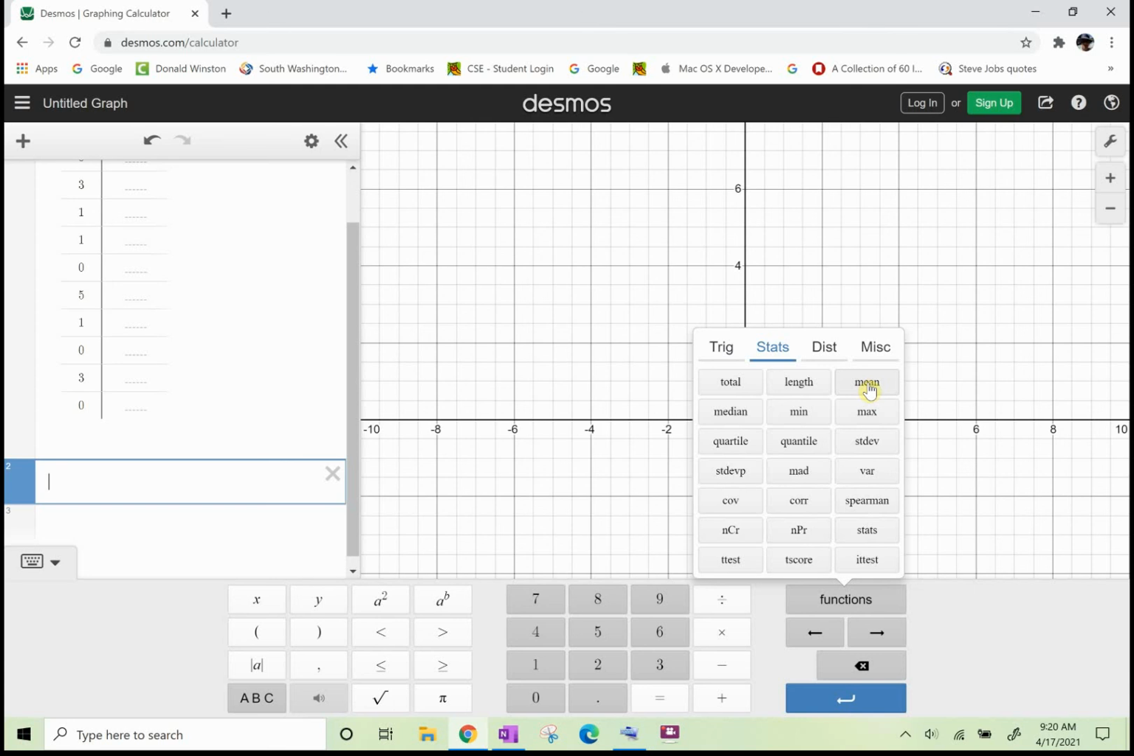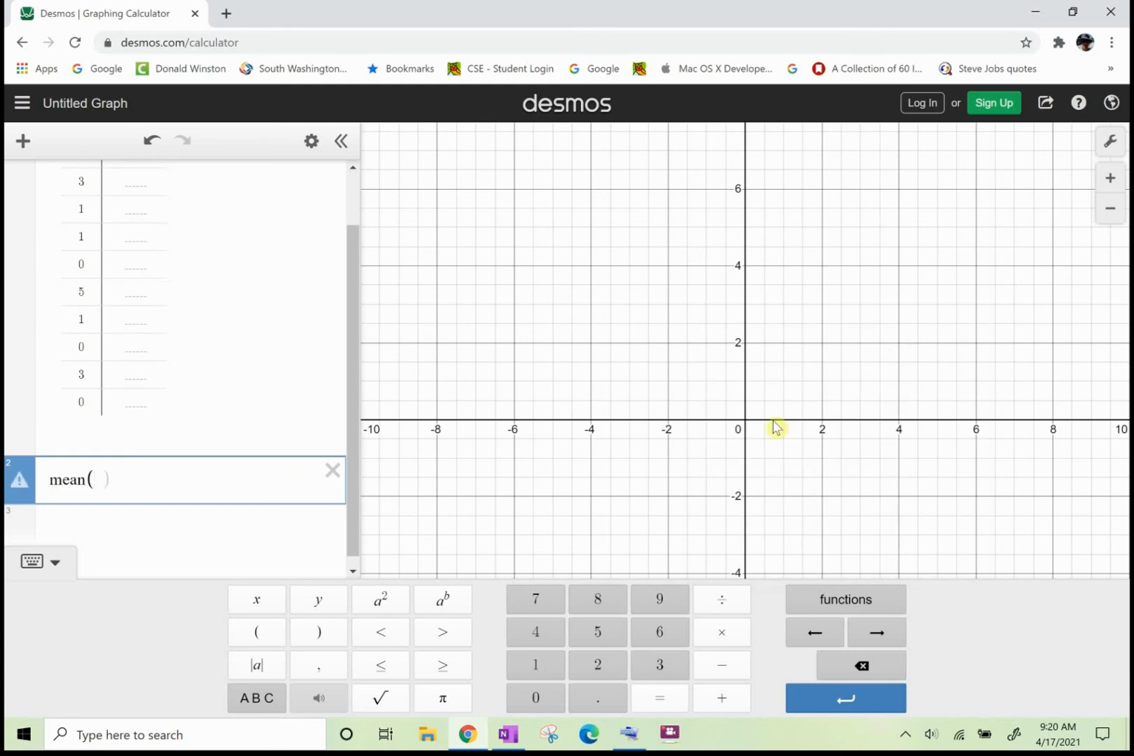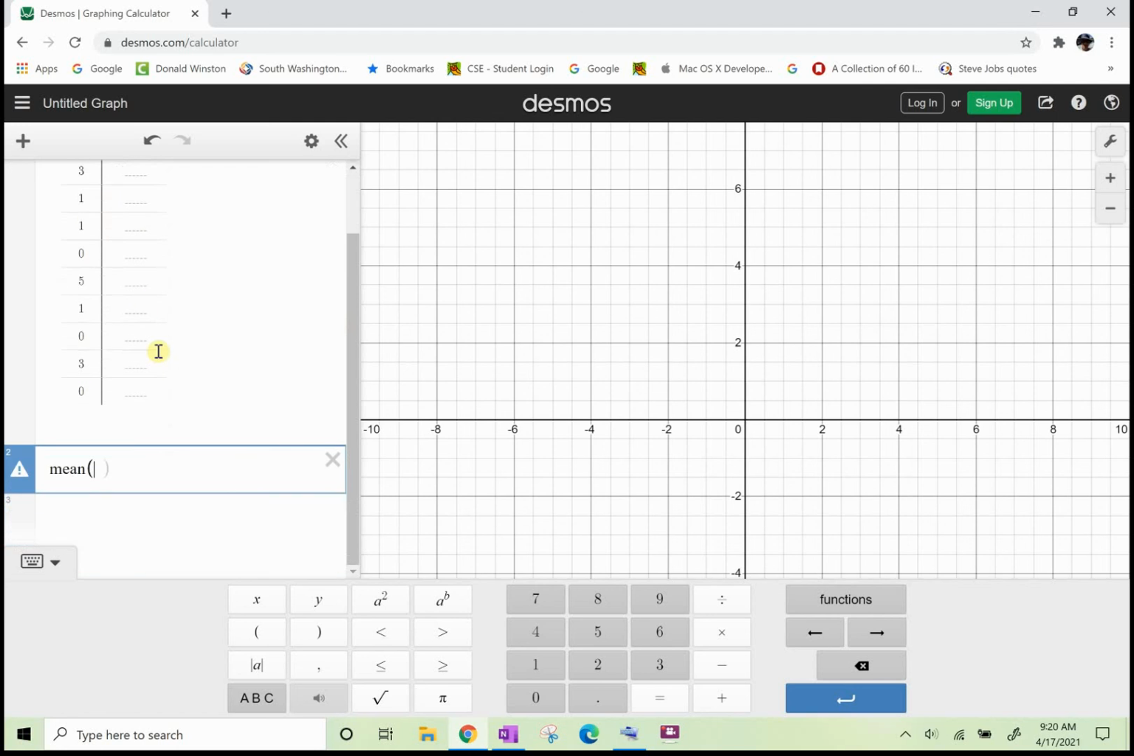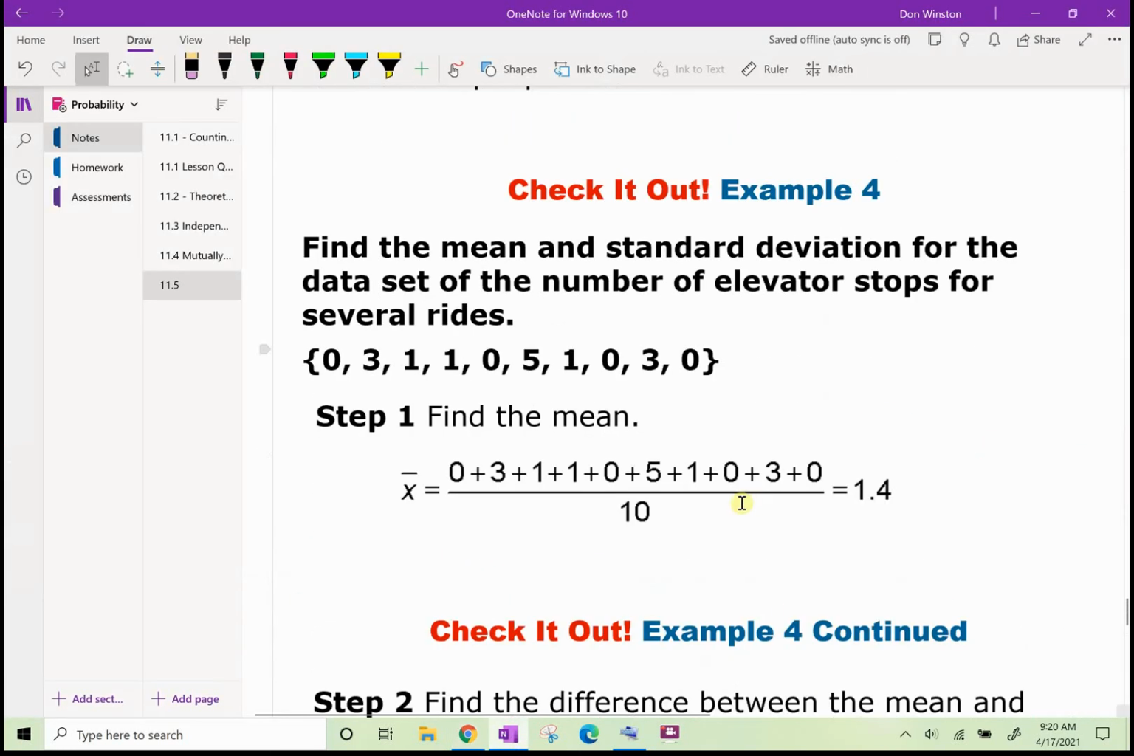In here, if I wanted to calculate the mean of that data set, x bar, well, I'm working with data x1, so I would just enter in x1. And there's my mean, and so that was the mean, right? 1.4. If I go back here, yep, 1.4.